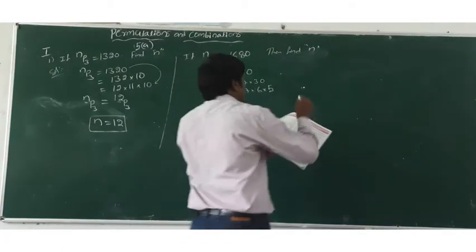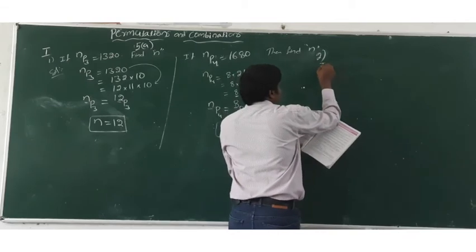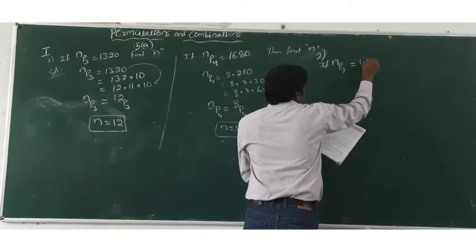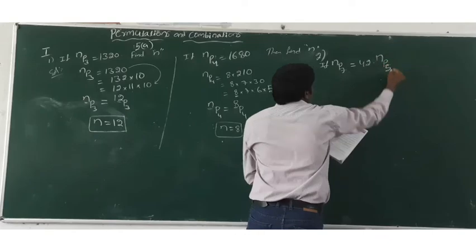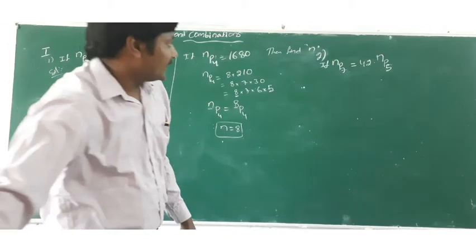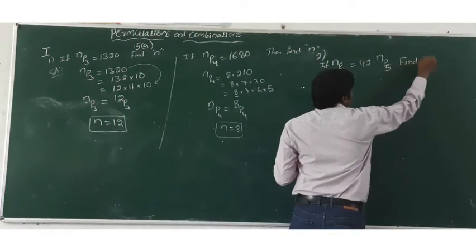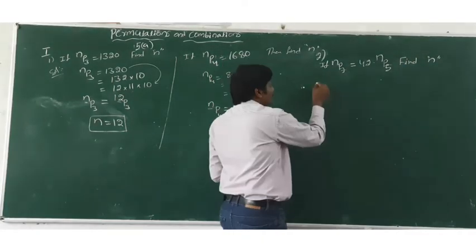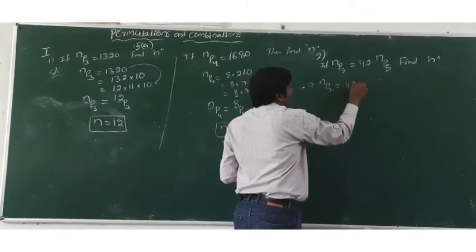In exercise, second problem: if nP7 is equal to 42 into nP5, then find the value of n. Here observe that nP7 is equal to 42 into nP5.